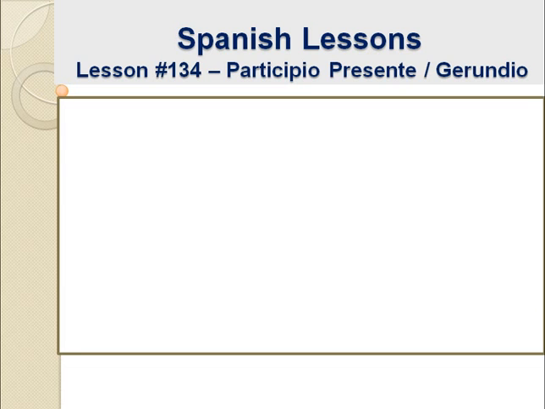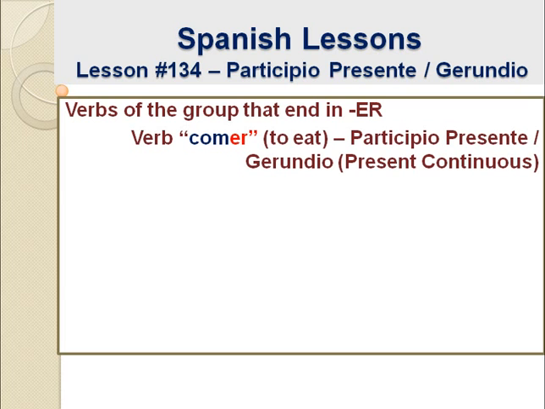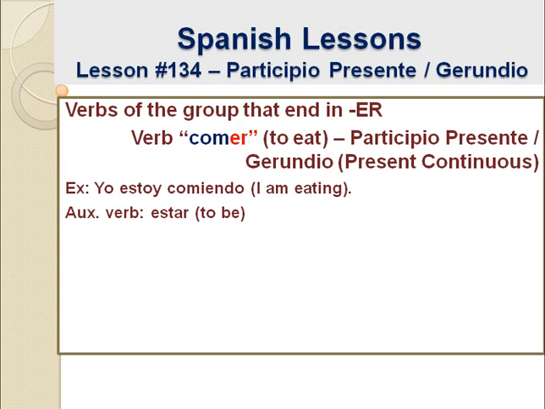Let's continue conjugating the second group of verbs, the verbs that end in er. We'll use as an example the verb comer, that means to eat. Comer, you can see if we strip out the ending, the root of the verb is com. So we will take the root of the verb and we will just add the proper ending for this verbal conjugation. Example, yo estoy comiendo. I am eating. And we are still using the auxiliary verb estar, as in English we use the verb to be.